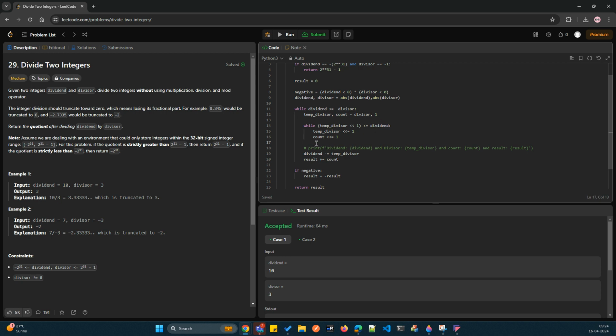Now our values look like this: temp divisor would be 32, and count would be 16, correct? What are we left with now? We stopped at 32, so out of 33 we are left with one more value. So the dividend will be 1, and the result value will be whatever count we got in this iteration, which is 16. It will look like 1 divided by 3.